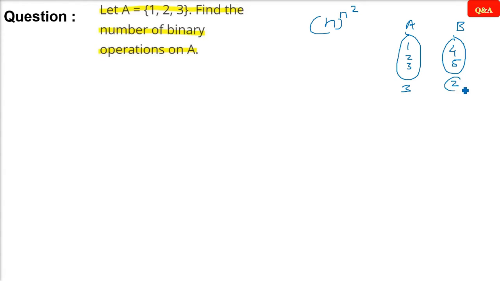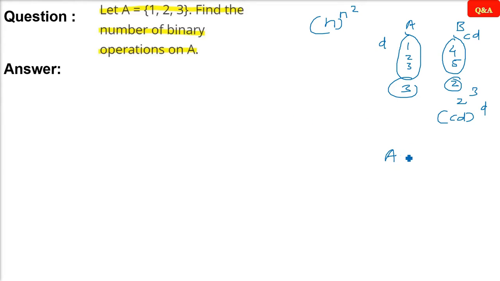So how many functions are possible? 2 to the power 3. Here A is the domain and B is the codomain. I am not talking about the range. So codomain to the power domain is the actual number of functions possible. In order to find the number of binary operations possible, we'll use the same logic.